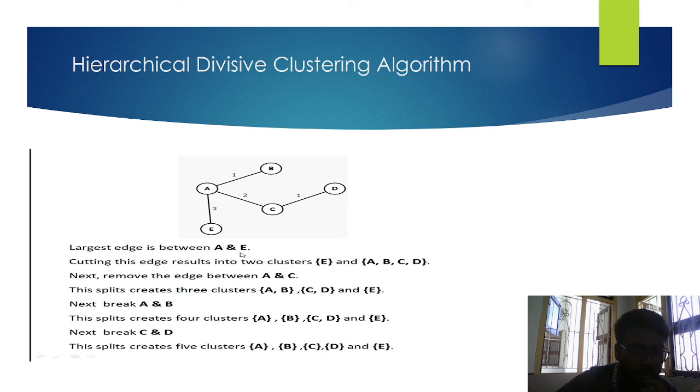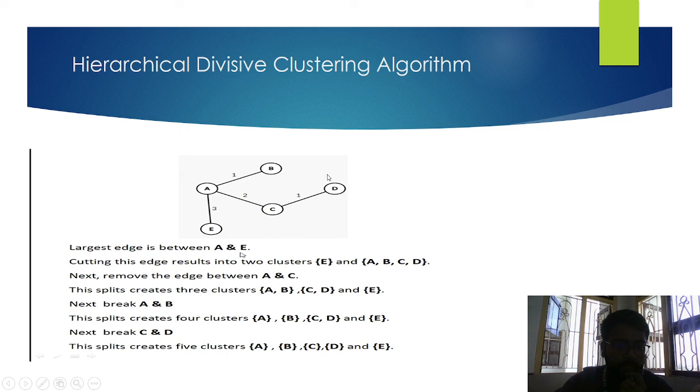So what do we have to do now after forming the minimum spanning tree? We have to find the largest edge, as I have discussed in the algorithm, and break down that edge. The largest edge is AE, so we break the edge AE. So two clusters are formed.